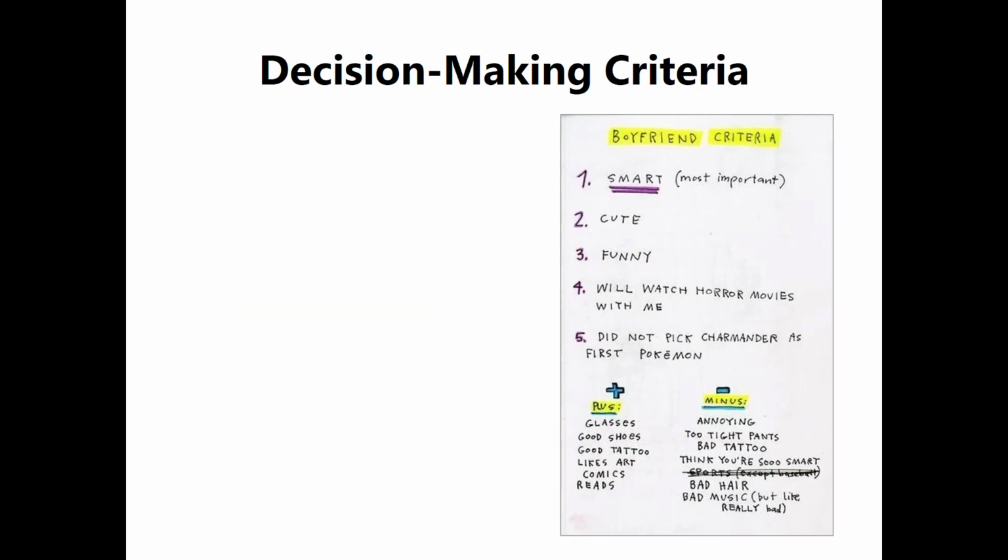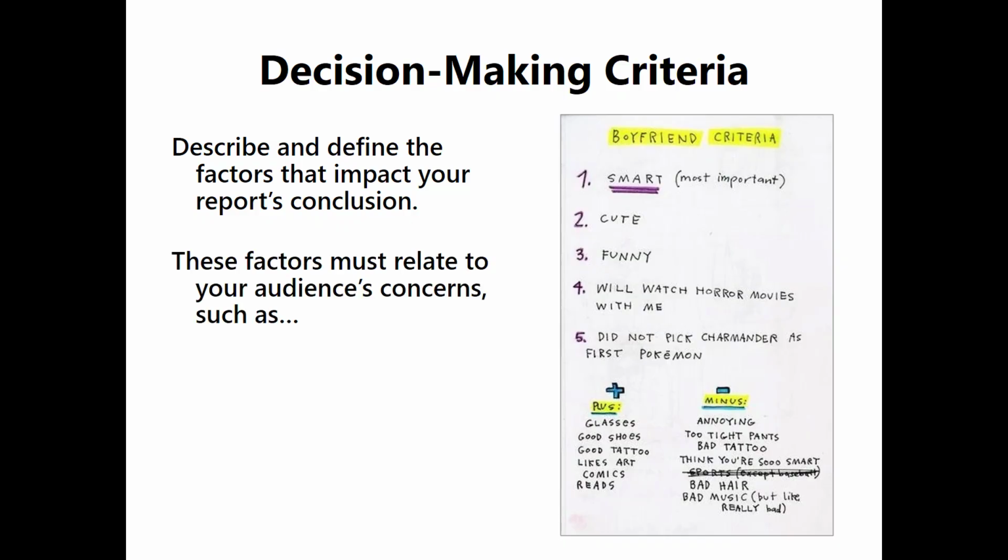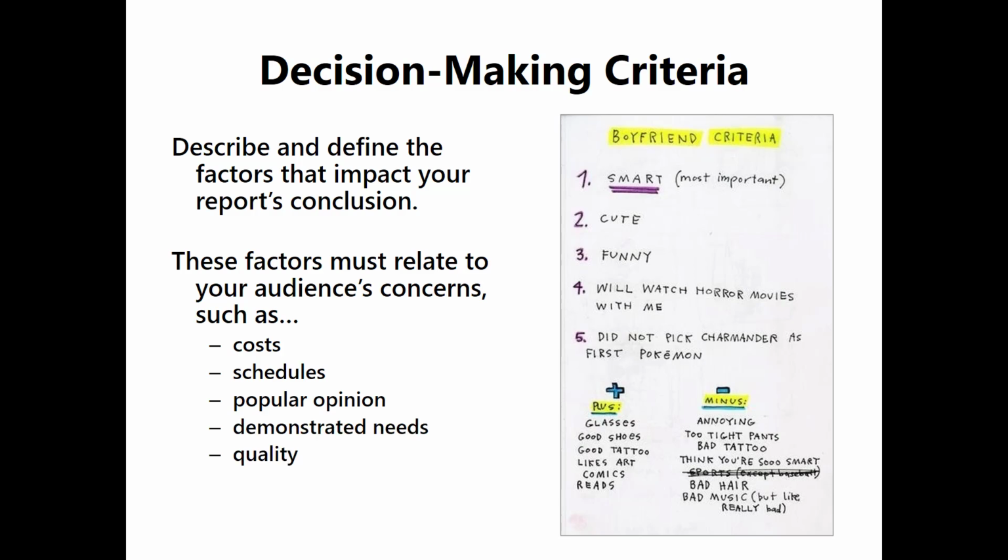The decision-making criteria section. This is where you define and describe the factors that impact your report's conclusion. In other words, what would make you say, yes, this is an option I will pick. You've got to make sure that these factors relate to what your audience is concerned about. For example, cost, schedule, popular opinion, demonstrated needs, quality. These are just some possibilities. There are many, many possible criteria. It's your job as researchers to figure out what is important to your audience and what is important to making sure that the thing works or doesn't work. This is where you define those things.